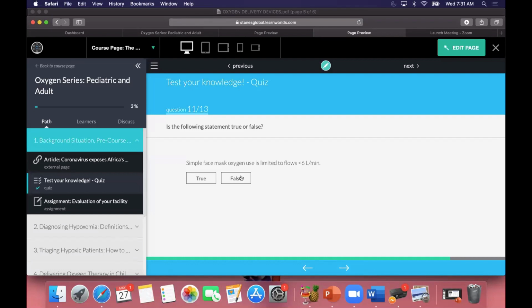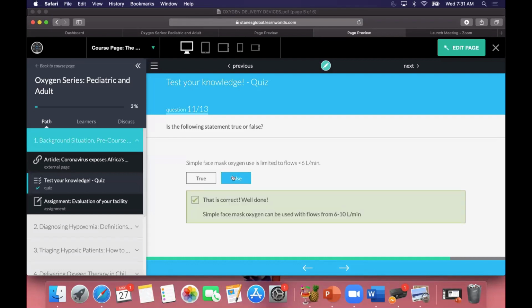Okay, the answer is false. You can use a simple face mask and use flows up to 6 to 10 liters per minute. Flows less than 6 liters per minute are restricted for nasal cannulas. Okay, a couple more questions and then we'll probably wrap up this session.